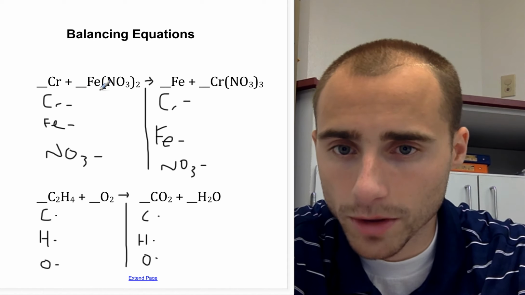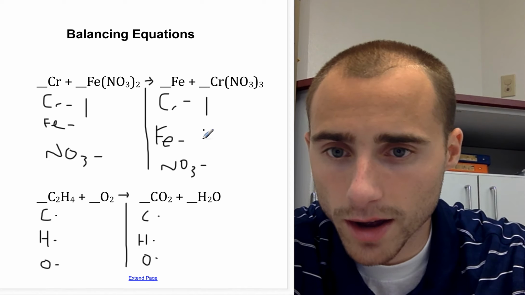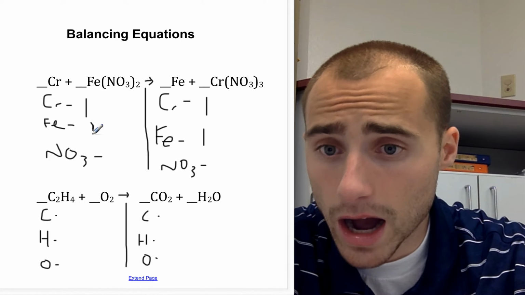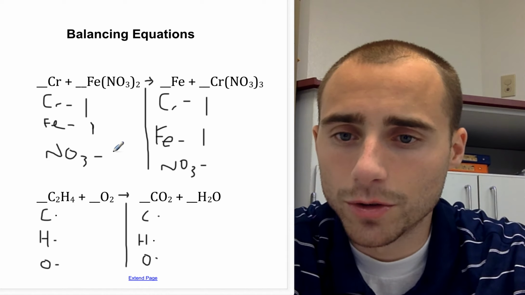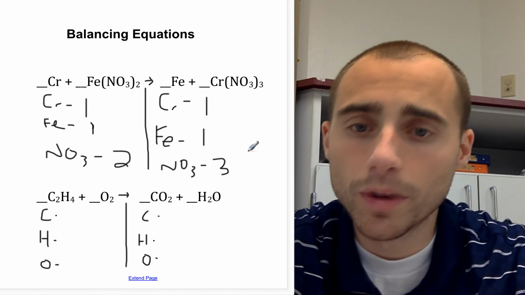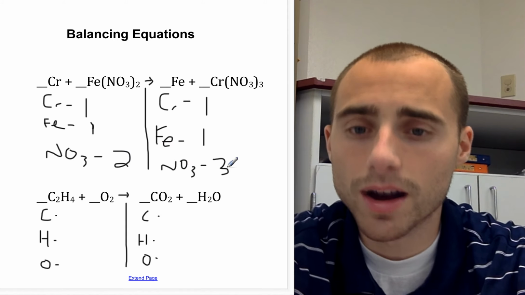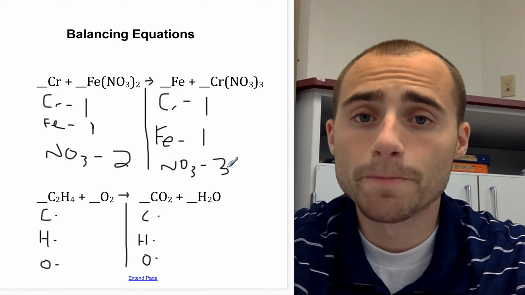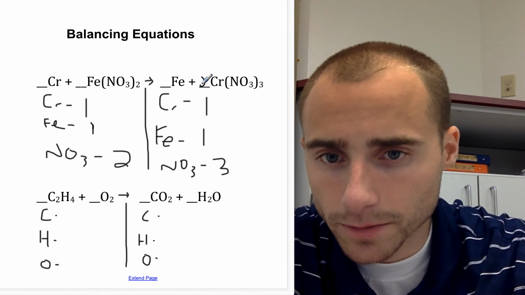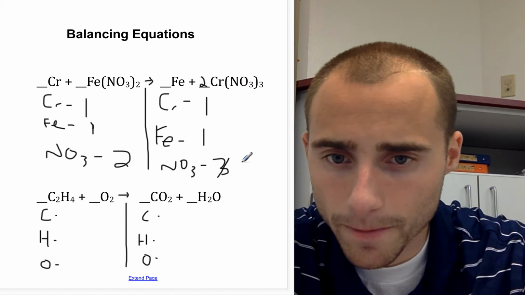Look over here. We have chromium. We have 1 chromium. We have 1 chromium. We have 1 iron. We have 1 iron. 1 iron. We have 2 nitrates, because remember, I'm leaving that together. And over here, we have 3 nitrates. So really, only our nitrates are messed up, so we just need to solve this nitrate problem. If we have 2 here and 3 here, what common denominator do they both go into? That's right, 6. If we put a 2 here, that will turn our 3 nitrates into 6 nitrates.